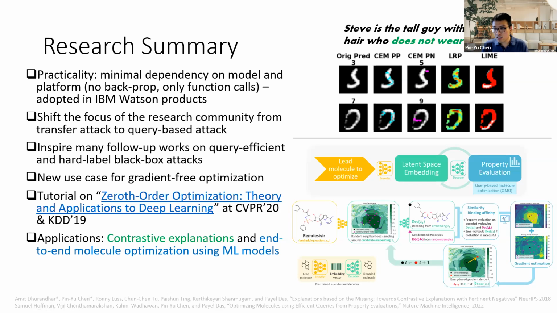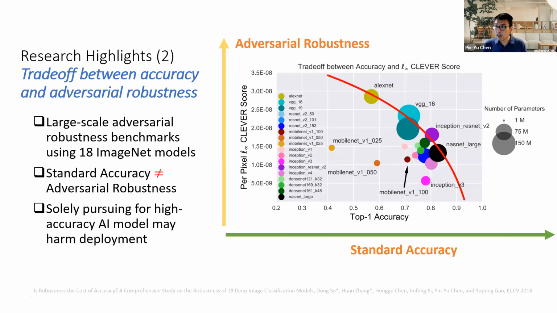And this paper was actually published at Nature Machine Intelligence this year. So we can basically use this idea to design a very efficient search process for optimizing molecules with design constraints. So this is the first research highlight.